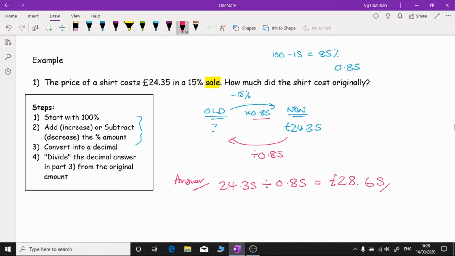You should get an answer of £28.65 to 2 decimal places. You do get a long decimal number, but because we're dealing with money, we only round it to 2 decimal places. And there is your final answer. Now, does this answer look correct? Well, yes, because I am expecting an answer that's bigger than £24.35, with an increase of a bit over 10%. So 10% is going to be about £2.40. Add another 5% to that, it's going to be another £1.20.